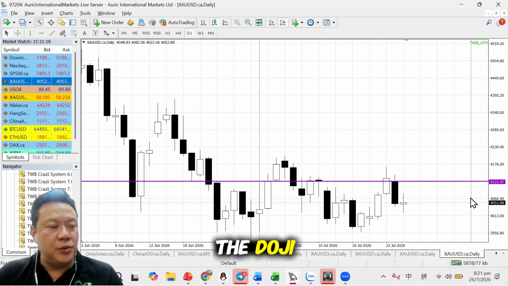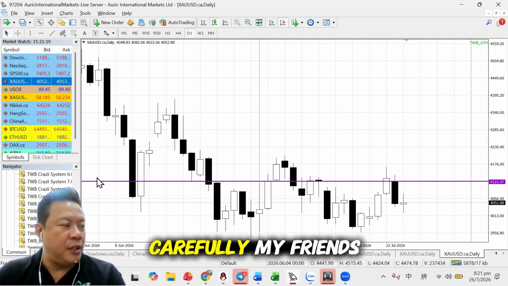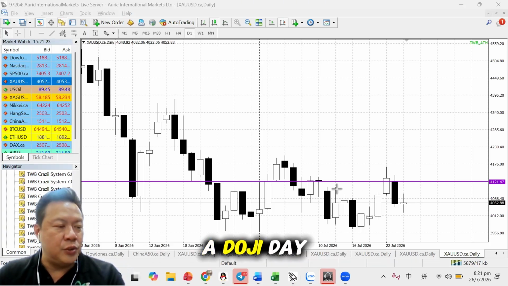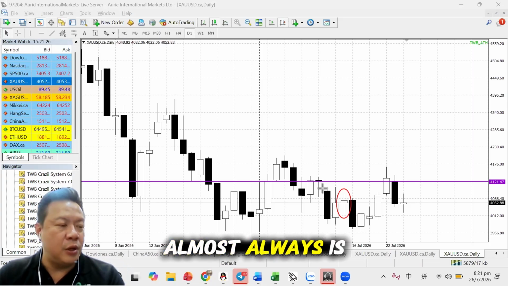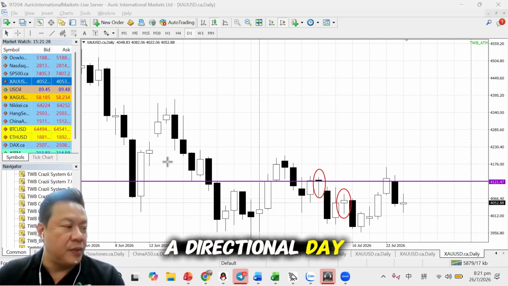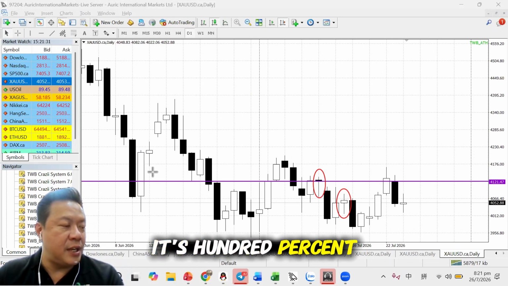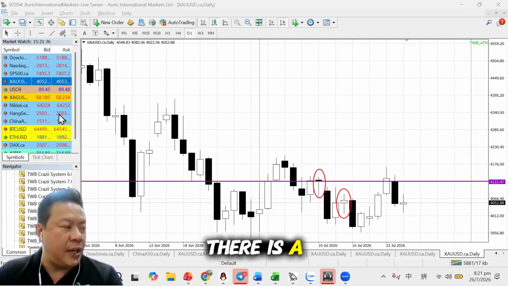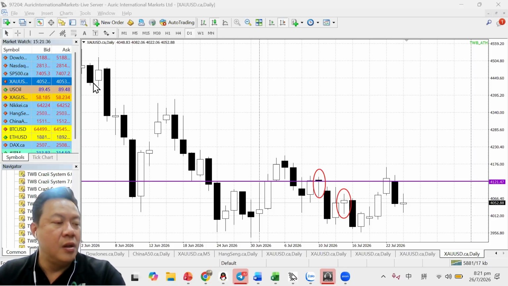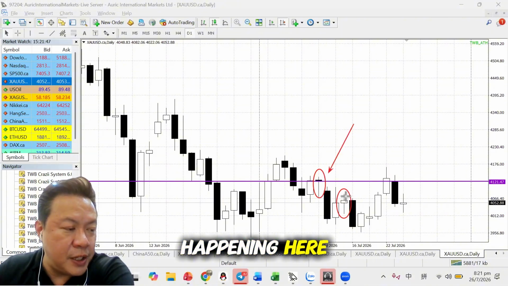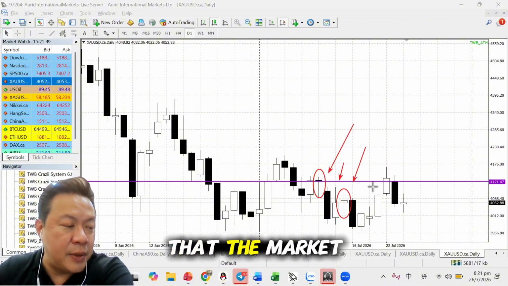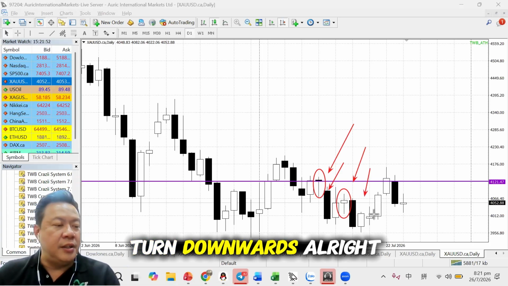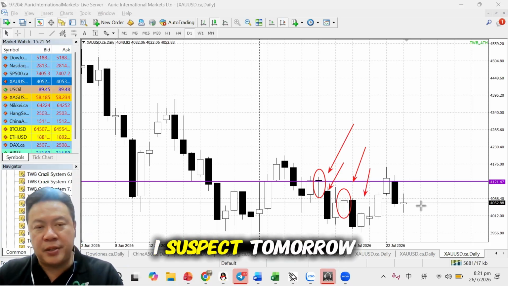All right, so this is the doji directional day that we're talking about. And you look carefully, my friends, whenever there is a doji day, the next day is almost always a directional day. I cannot say it's 100%, but it has not failed me for a while. Whenever you see a doji happening here, you notice that the next day there's a high chance the market will go up first a little bit and then turn downwards, right?